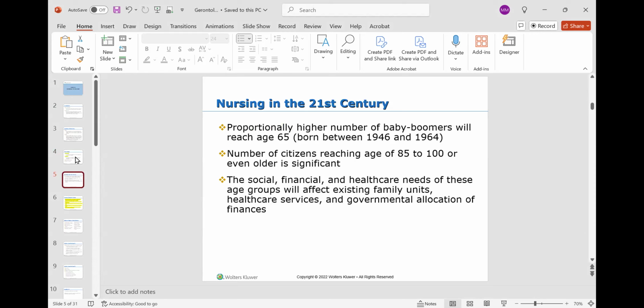So nursing in the 21st century. I am a baby boomer. 1963 was pretty much the last year for the baby boomer generation. So the highest number of people, these are people born between 46 and they say 64, most sources say 1963. And we're living to be 85 to 100. Yay! I got years left.